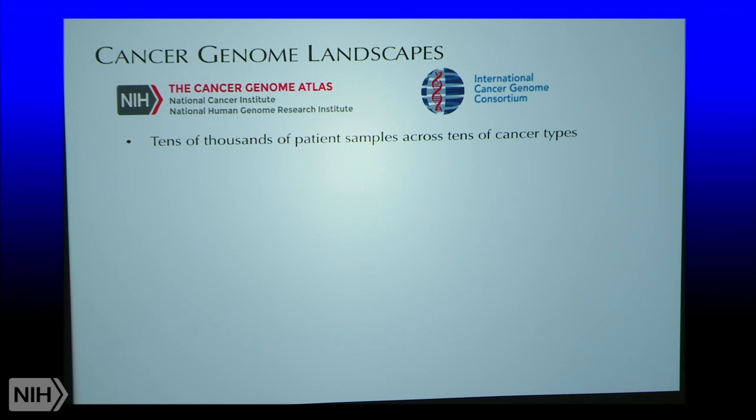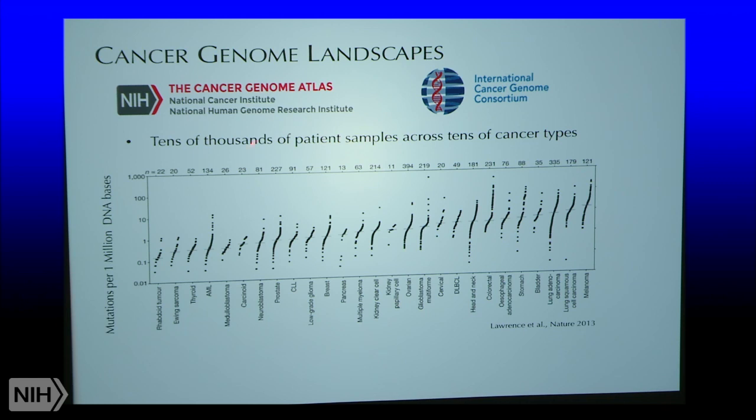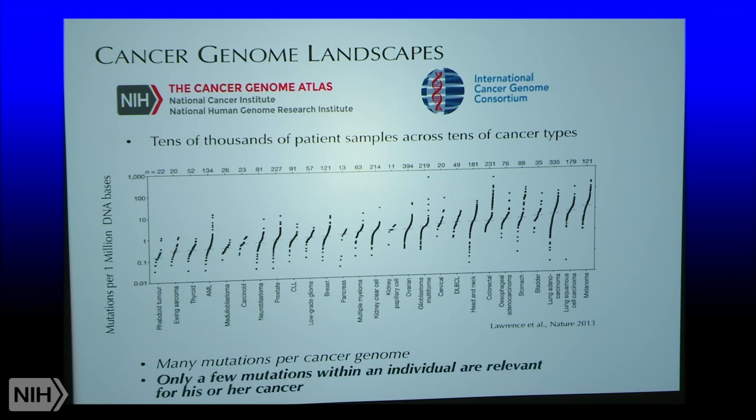of cancer types. It's also well known, though, that if you look at any individual tumor and you look at the number of mutations that you see, here shown in mutations per 1 million base pairs, and each dot is an individual's tumor, and this is split up by cancer type, you tend to see a lot of variation in the number of mutations you see per cancer type, and you also notice that you'll see many, many mutations that can occur. So there are lots of mutations per cancer genome, and yet only a few of these mutations within an individual are relevant for his or her cancer.